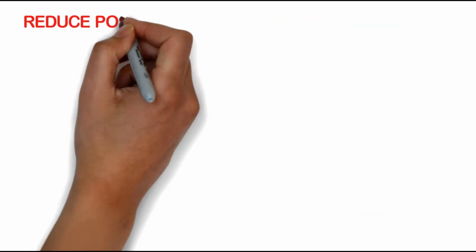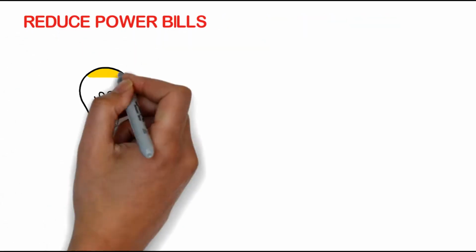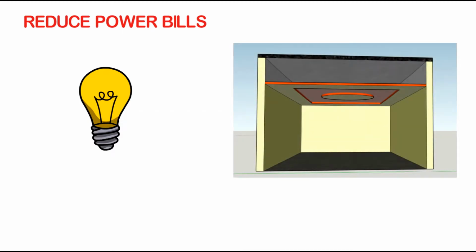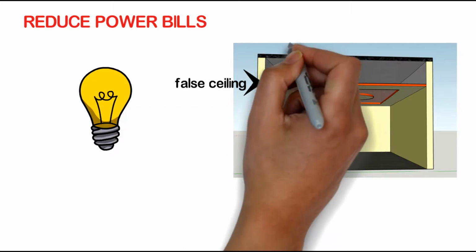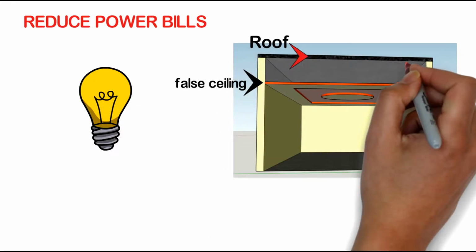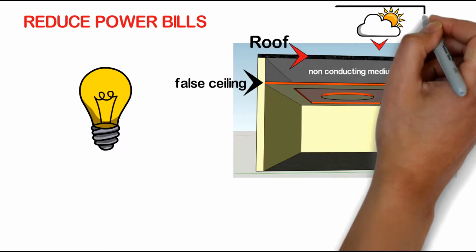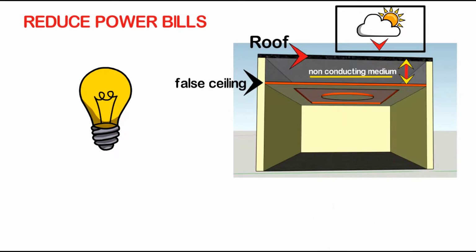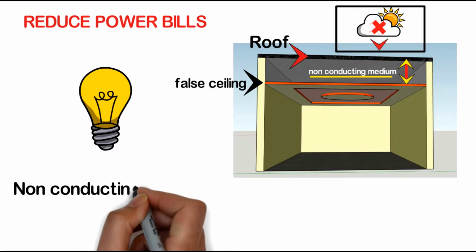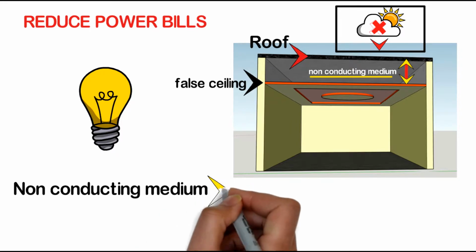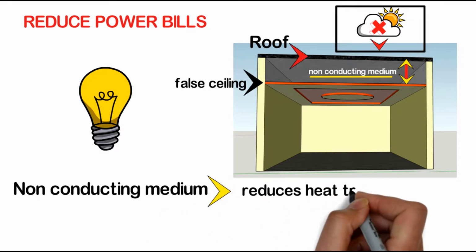Reduce power bills or energy bills. Just go through this picture. This is the false ceiling and this is the roof. There is a gap between the false ceiling and the roof. This is a non-conducting medium. The heat falling over the roof will not be conducted through this medium to the room. And this non-conducting medium can keep the false ceiling cool. It can reduce heat transmission.